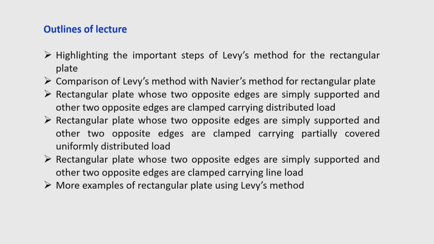Okay. In the first case the edges are clamped on two opposite edges, and here also the edges are clamped, but the difference is that in the first case the full plate was loaded, in the second case the plate was partially loaded. Then we will study the plate with two opposite edges simply supported and the other two edges clamped, but carrying strip loading.